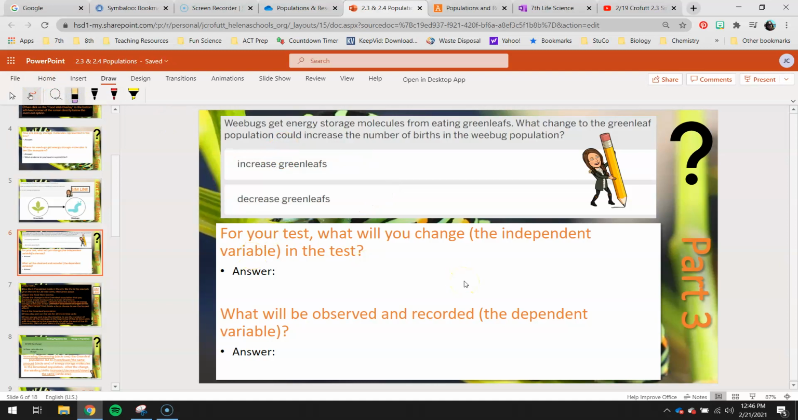For your test, what will you change? That's going to be the independent variable. So how are you guys going to set up this test? In my test that I showed you, I changed the number of fur bills. Okay, what will you change?